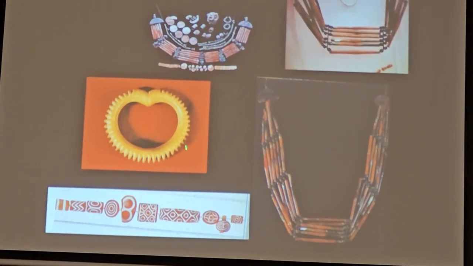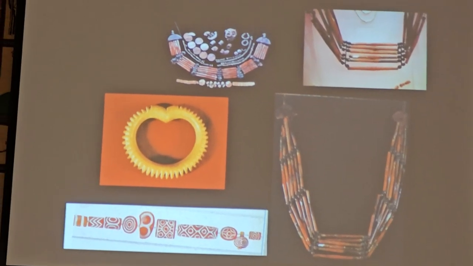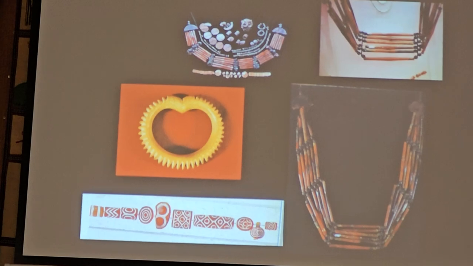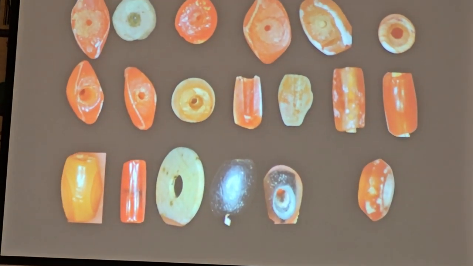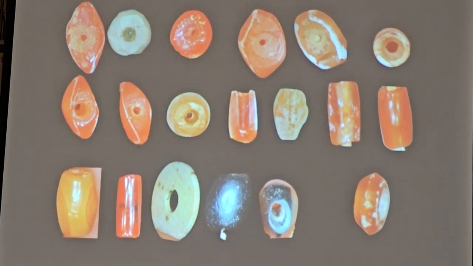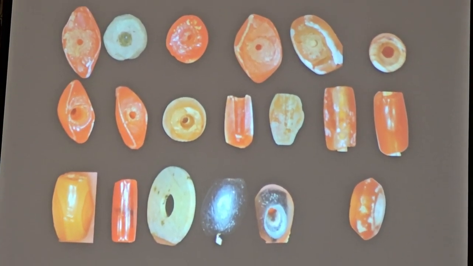You can see the shell bangles which are found in the shape of a heart. You can see these are the other types of precious and semi-precious beads.